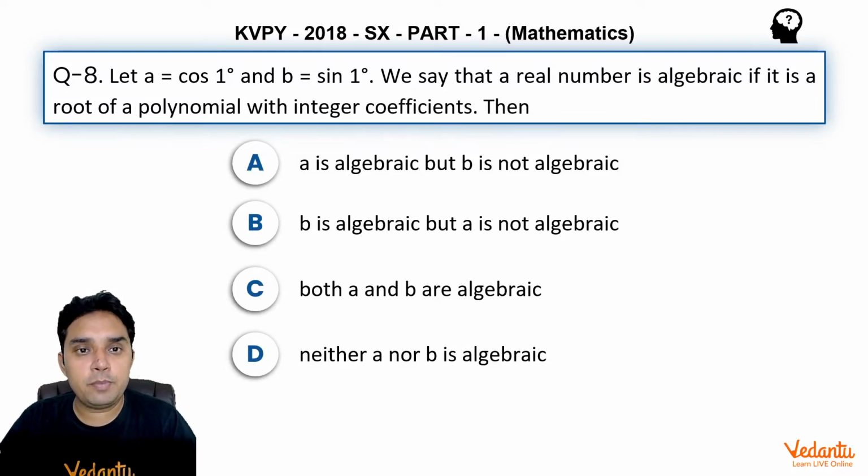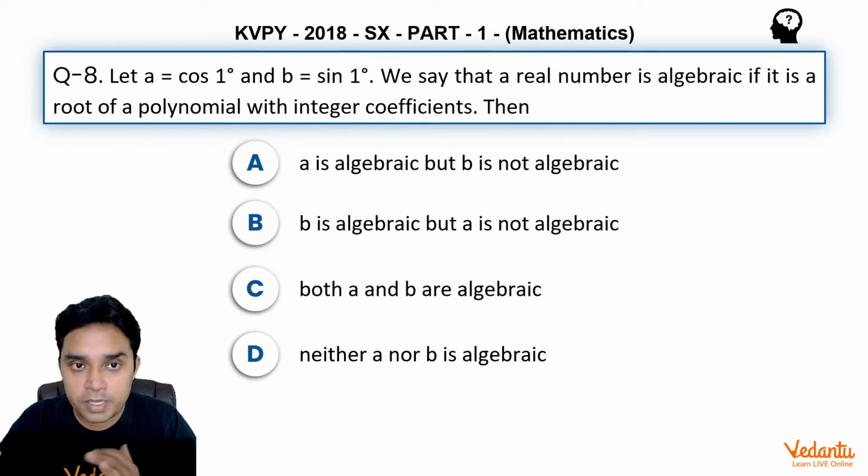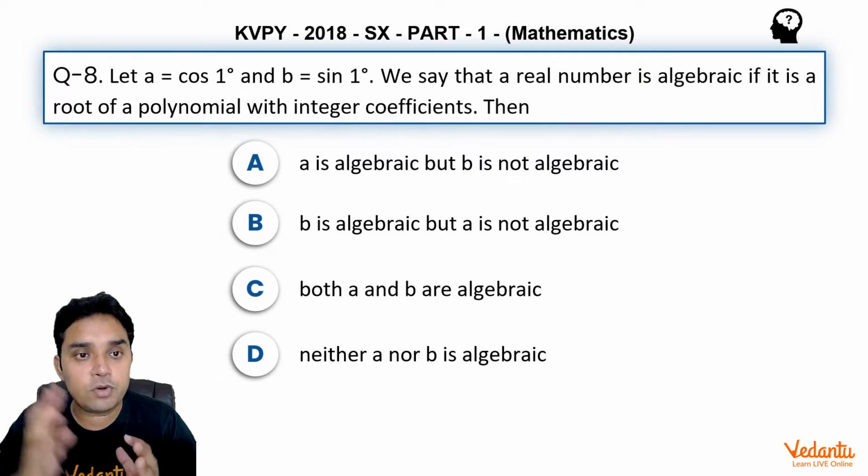We are discussing paper of KVPY 2018 S16. This is question number 8 of part 1 from the topic. This question consists of polynomials, complex number and trigonometry. Let us see what this question is.